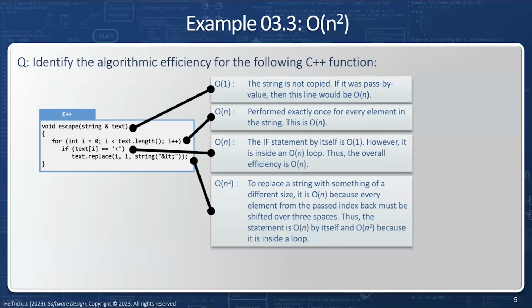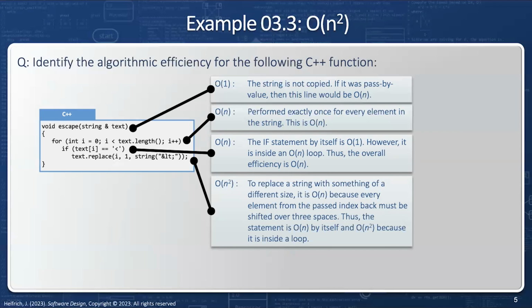Now, this one's tricky here. We're going to replace a single character, the less than, with the ampersand LT semicolon. In other words, we're going to have to expand the list to accommodate the 3 new characters, which means every element after the less than is going to have to be moved to the right by 3 elements. This operation by itself is O(n). How many times will it get executed?